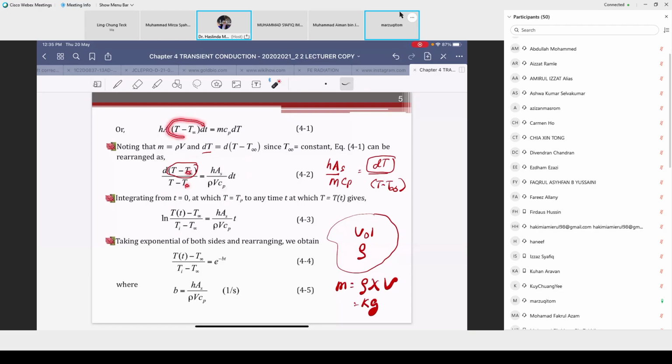But from here, this one is differential. A differential equation cannot be cancelled out. You have to integrate. Can it be cancelled out, doctor? Cannot. This is a differential equation, differential dT. So it cannot be cancelled out. You have to integrate, that's why you cannot cancel out. So integrate, and it becomes like this.